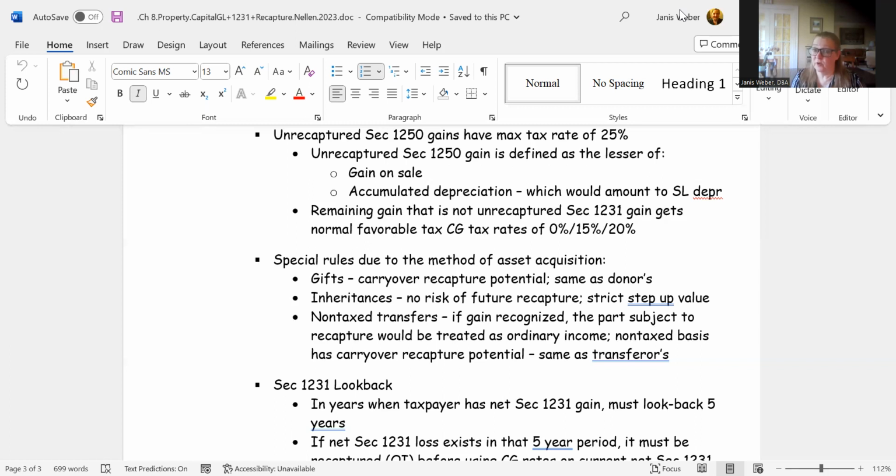But so the 1250 recapture was for the excess over the straight line rate, that if you got hit by that, that part would be taxed separately. This unrecaptured is the part of the gain that was left, meaning the straight line depreciation part. And so the maximum you'd have to pay on that would be the 25% rate. So any remaining gain that is not unrecaptured 1250 gain gets normal favorable capital gain rates, 0%, 15%, and 20%, depending on where your ordinary rate is.